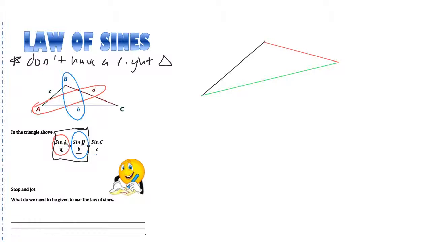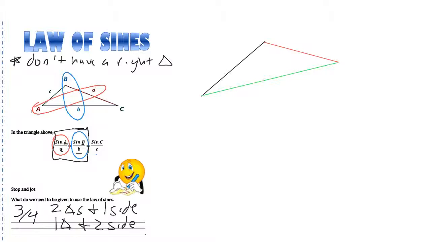In order to use the law of sines, we just have to have 3 out of the 4 pieces of information. So I either need 2 angles and 1 side, or I need 1 angle and 2 sides. And then I could solve.